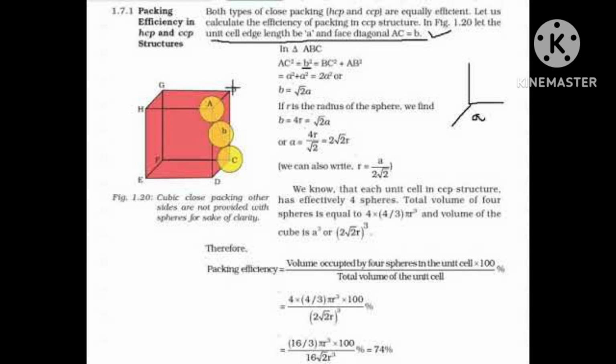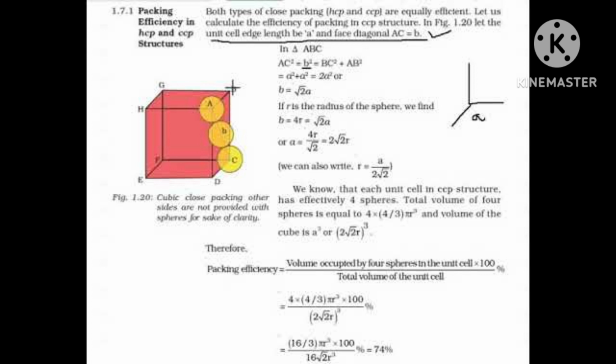Then the volume occupied by 4 spheres is 4 into 4 by 3 pi r cube into 100, divided by the total volume we have calculated, (2 into under root 2 r) power 3. Both values we have put here. Then after simplification, you will get 74%. In a simple way, out of 10, you got 8.